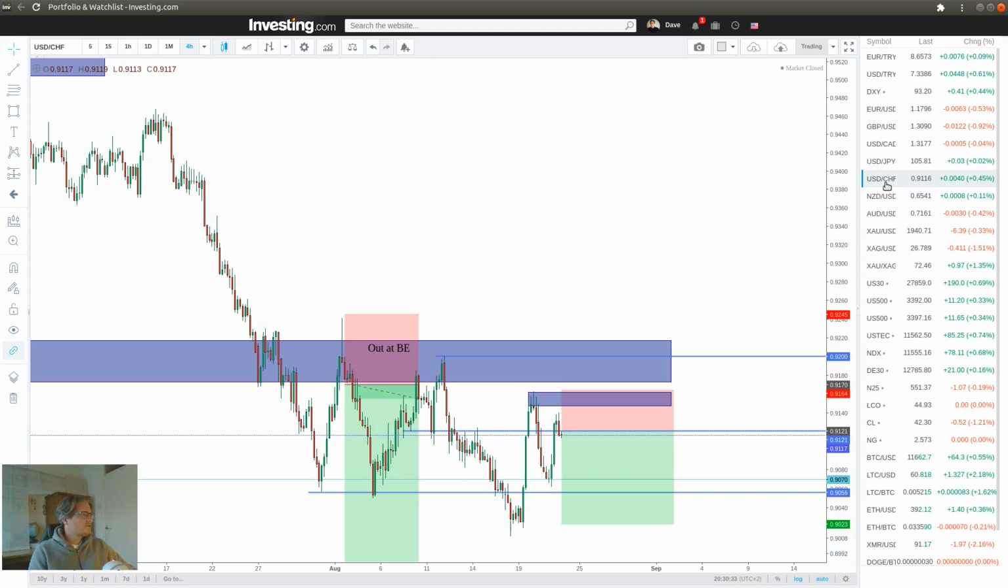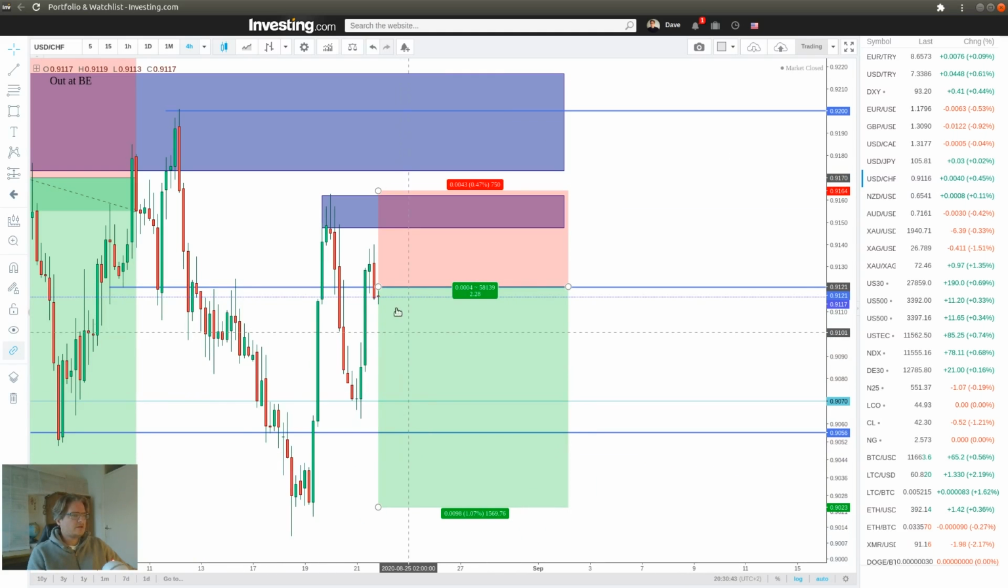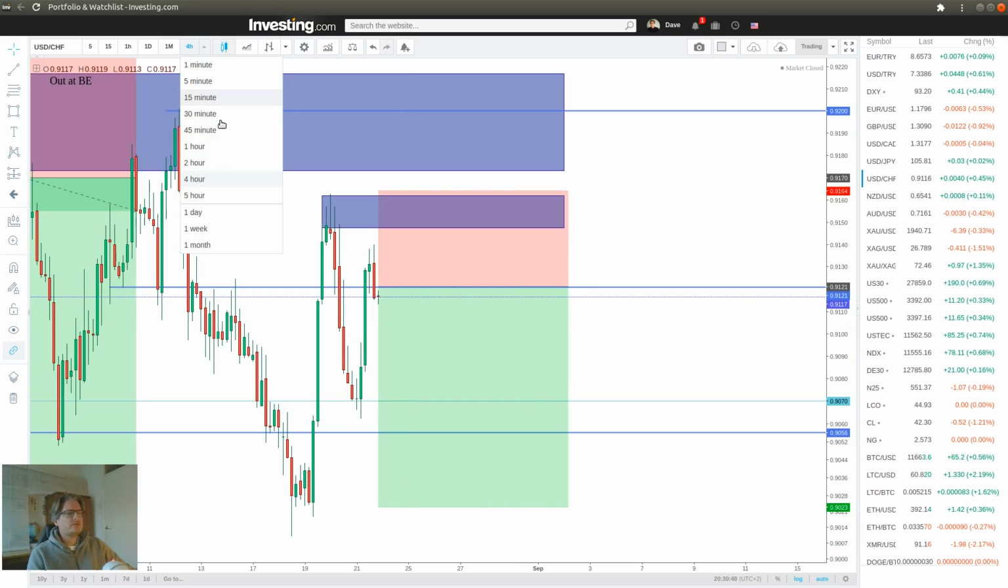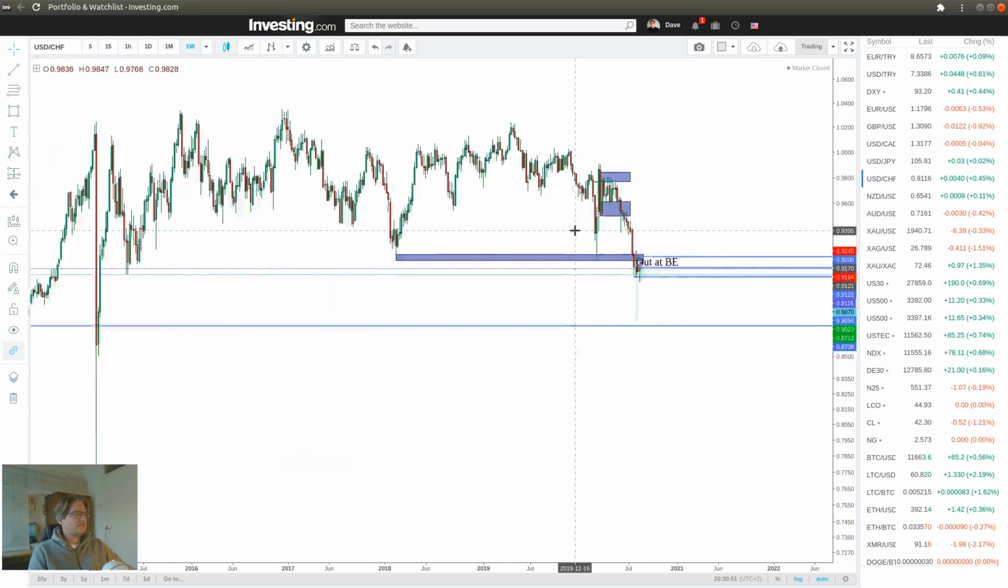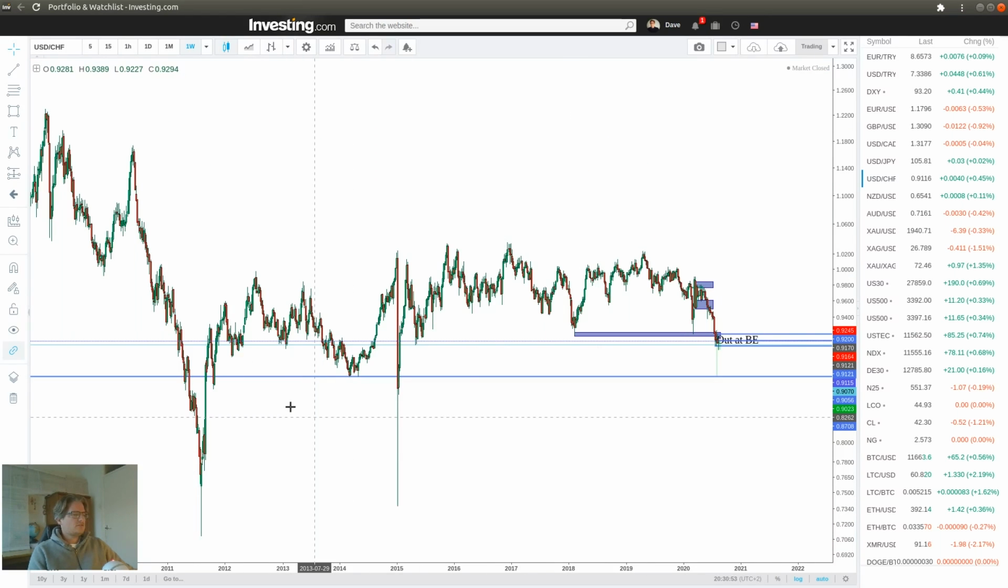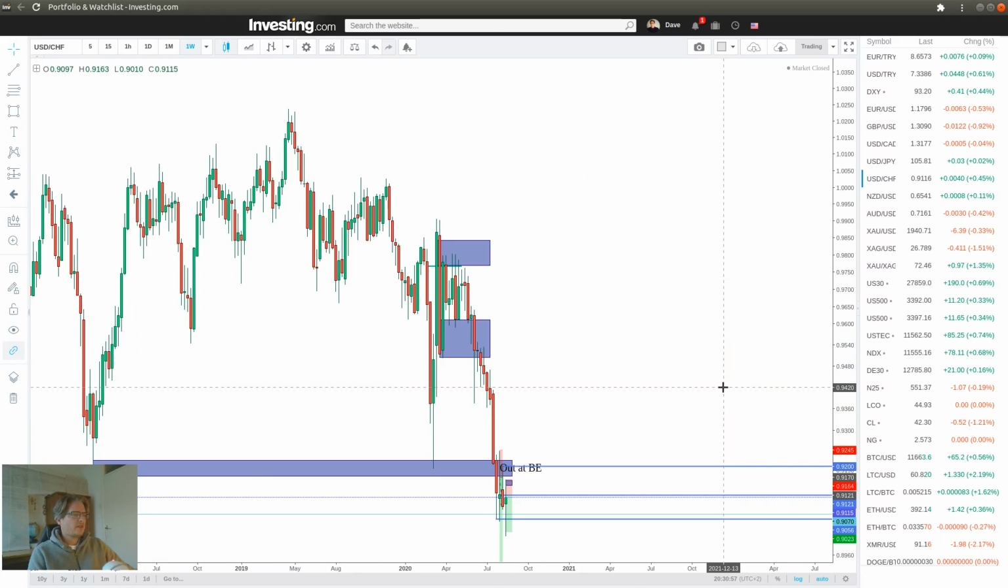The USD Swiss franc, let's see, I have a short open on it. That's right here. So let me switch to the daily. Oh no, let's first go to the weekly, see the longer term trend. So this is a very much sideways market.